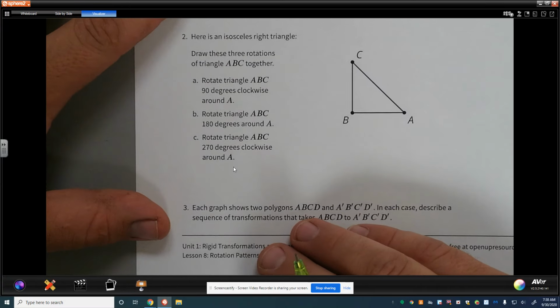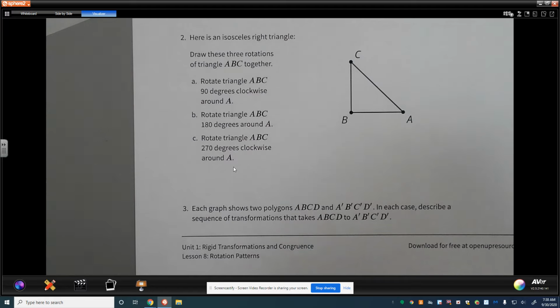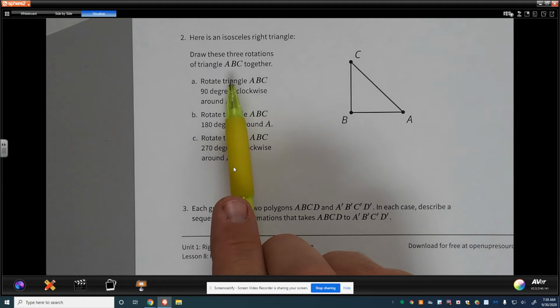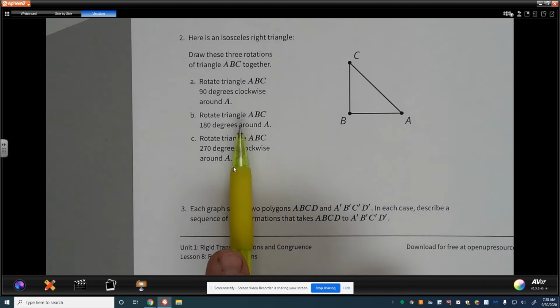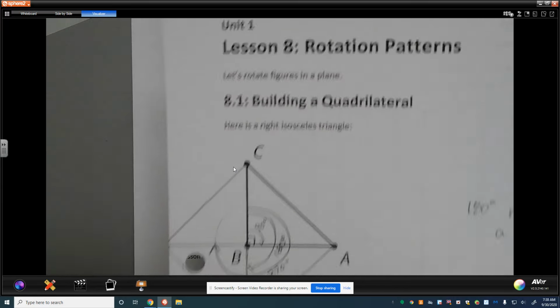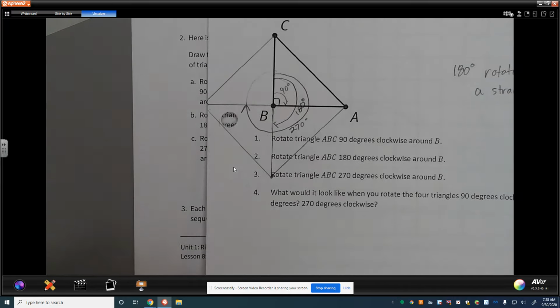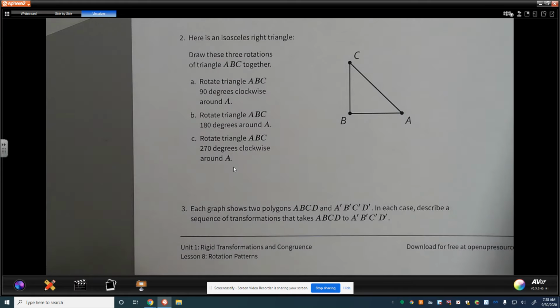What about when we rotate a triangle? Well, remember, as we talked about this in our lesson, the very first thing that we did, here's an isosceles triangle, and we're going to draw these three triangles. Triangle ABC, draw three rotations of triangle ABC together. Rotate triangle ABC 90 degrees clockwise around A, rotate triangle ABC 180 degrees around A, rotate 270 degrees around A. That sounds super familiar. So without being redundant, I'm just going to show you this. This was the very first thing that we did. Recall this from the lesson from the very beginning, and then we can actually do the exact same thing with this figure right here.